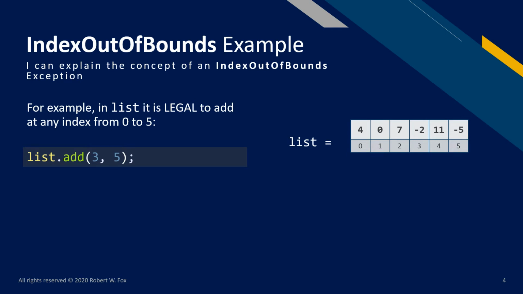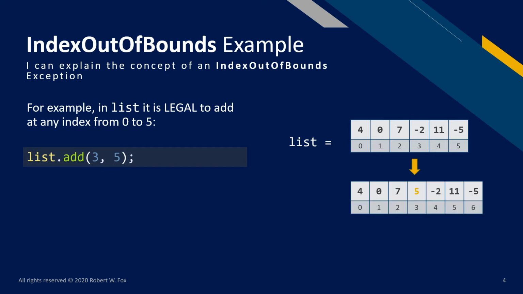So on the right, I have an array list called list, and you can see that it contains 6 elements, and the index values of those elements are 0 through 5. Therefore, it is perfectly legal if I wanted to say add at index 3, the value 5, and we can see the results of that here. I'm accessing an index value that is within the range of the array list, and therefore there is no problem.